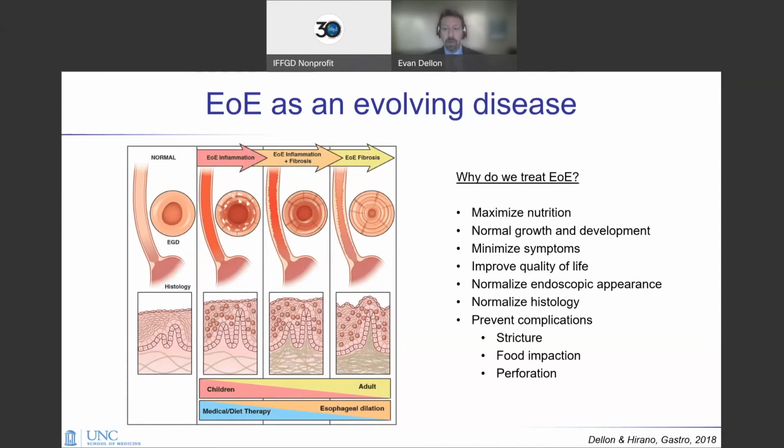Well, why do we treat EOE? Well, we do this to maximize nutrition, help with normal growth and development, minimize symptoms and improve quality of life, help the esophagus look normal and healthy, help the biopsies look normal, and then to prevent complications that are due to this kind of scar tissue like strictures, food getting stuck, or even esophageal perforation where the esophagus can tear. Right now, we do not believe that EOE is a risk factor for esophageal cancer. We don't think that it progresses to a cancer, which is good news.